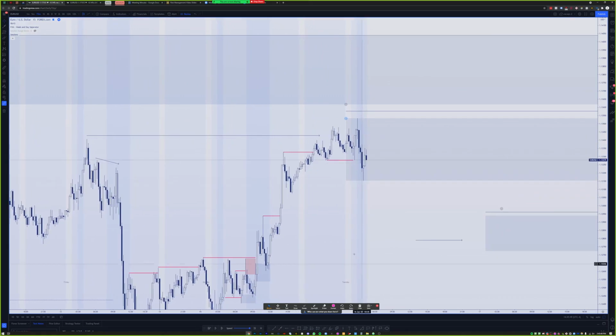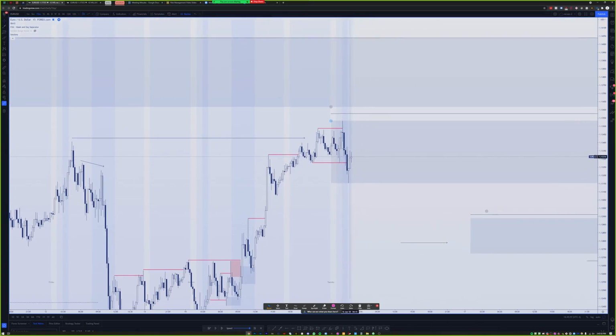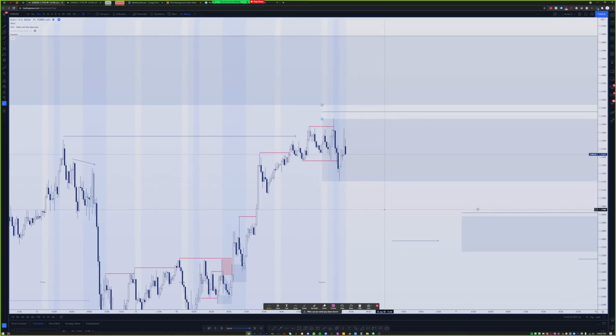So let's go back to structure here, right? There we go. We took out this minor structure low, right? We took this high, took this low. So inevitably, we can look for shorts in this minor leg, right? Does that make sense? And look, what do we do? We tap the extreme, right?